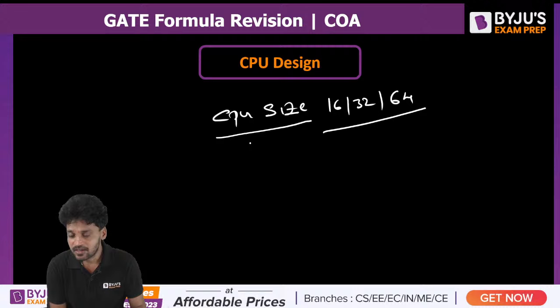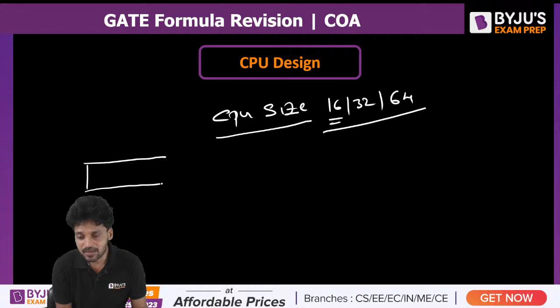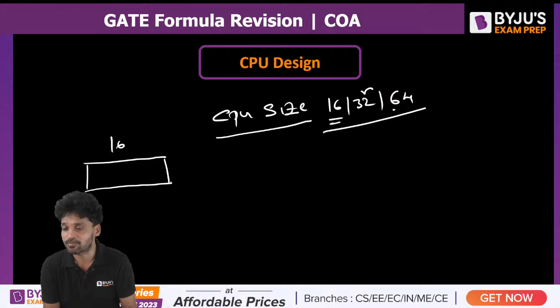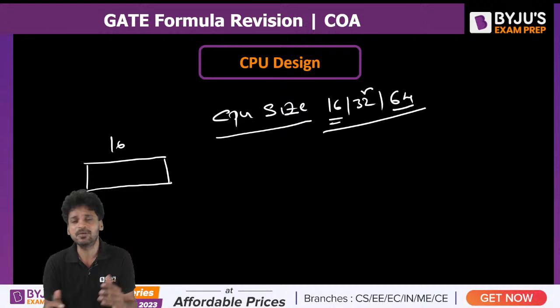If the CPU size is 16 bits, one word size in the memory is 16 bits. If the CPU size is 32 bits, one word size in the memory is 32 bits. If the CPU size is 64 bits, one word size in the memory is 64 bits. Most commonly, instruction size goes with the CPU size, because an instruction will be stored in one word of the main memory. I mean, there are some exceptions.